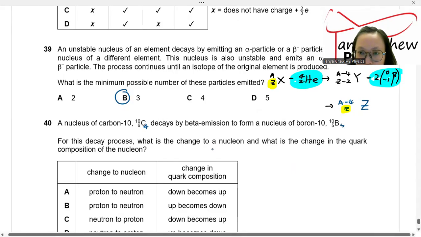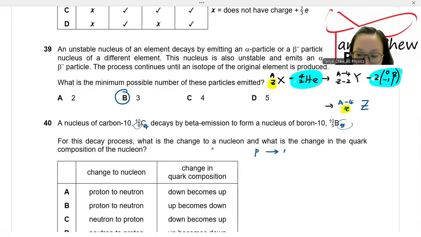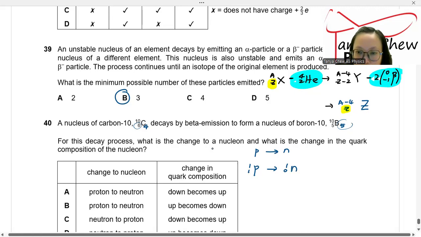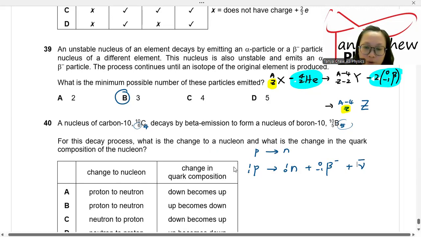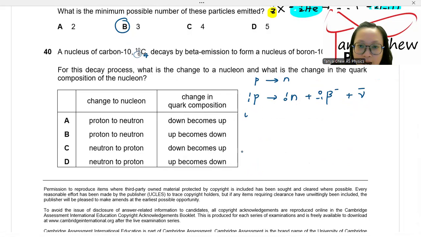This is the neutron number. A proton from 6 decays to become a neutron. So this is the decaying of a proton to become a neutron. 1p, proton decays to become a neutron, beta negative electron plus antineutrino. Right, so proton is up, up, down. Neutron is down, down, up. Proton to become a neutron, an up quark changes to a down quark. So B is the answer.